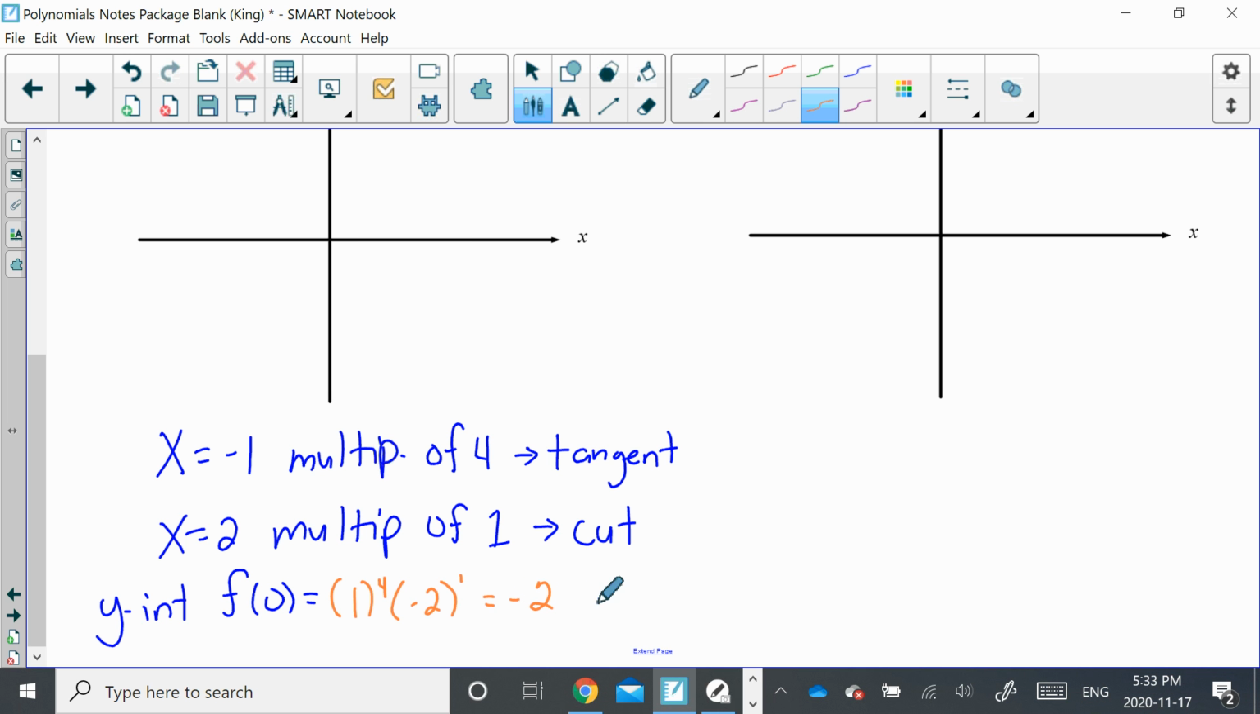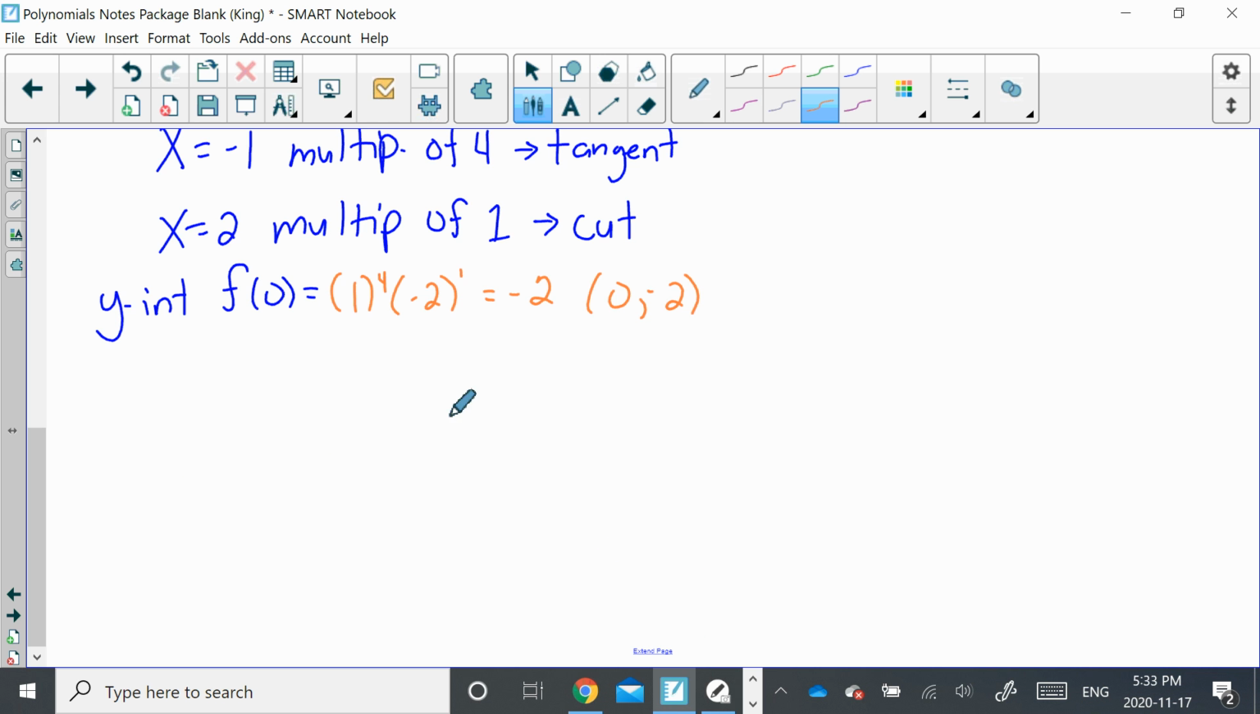Sorry, not the 0 of the function, the y-intercept of the function. So I'm going to have a point as well that my graph is going to cut through at (0, -2). The y-intercept is equal to -2.